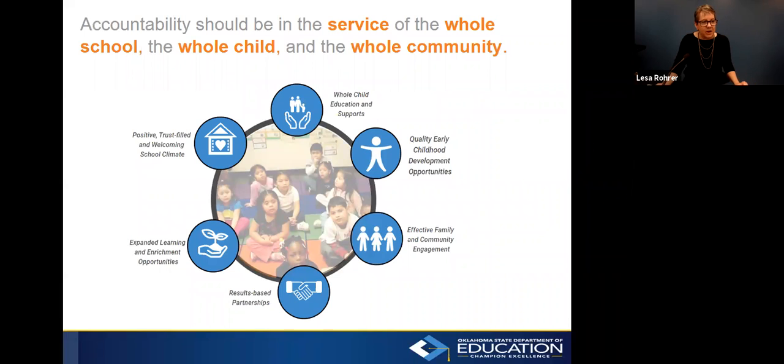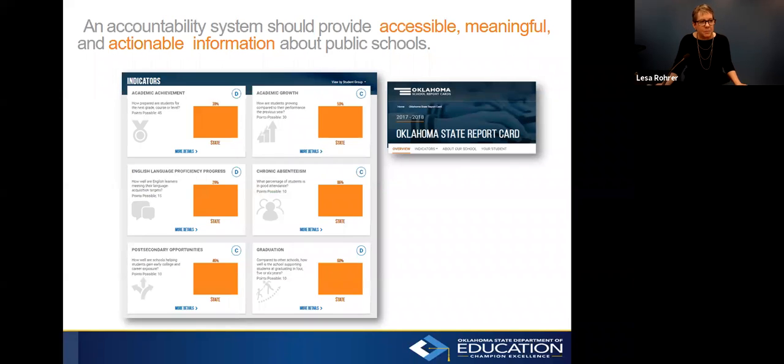Let's start with the accountability goals. In accountability, we believe that it should be in service of the whole school, the whole child, and the whole community. These include whole child education and supports that begin with quality early childhood development, that include effective family and community engagement, that look for results-based partnerships, expanded learning and enrichment opportunities, and of course, a positive and trust-filled and welcoming school climate. We also believe that accountability should provide accessible, meaningful, and actionable information about public schools.